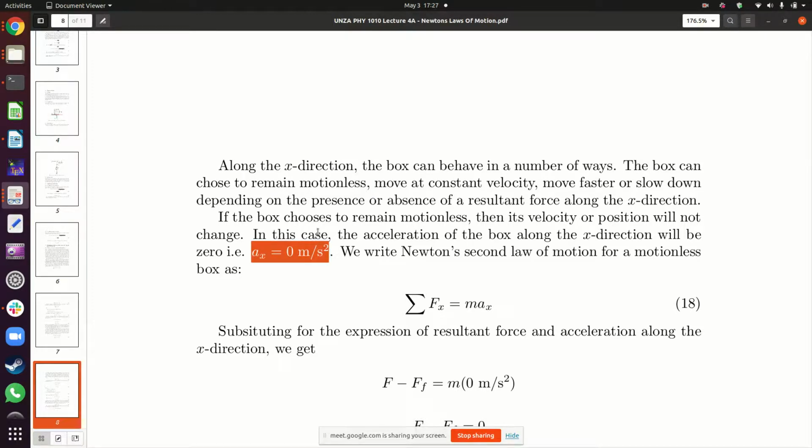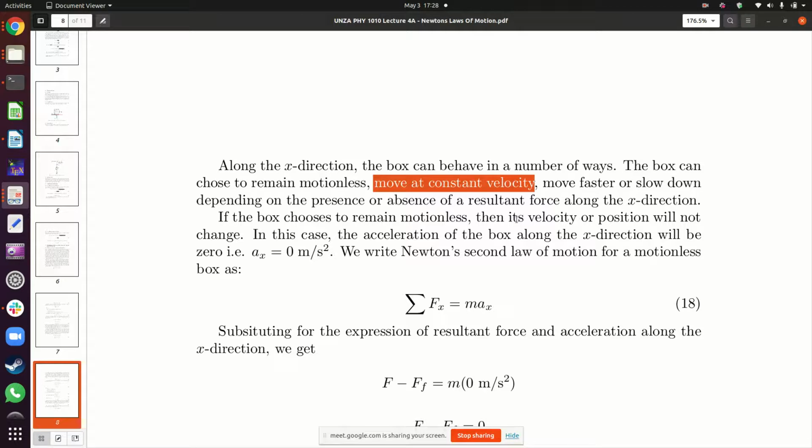The other case which could happen is that the box could move at constant velocity. So the pulling force might be large enough to move the box, but only to move the box at constant velocity. If the box moves at constant velocity, again in this particular case, the velocity of the box will not change.